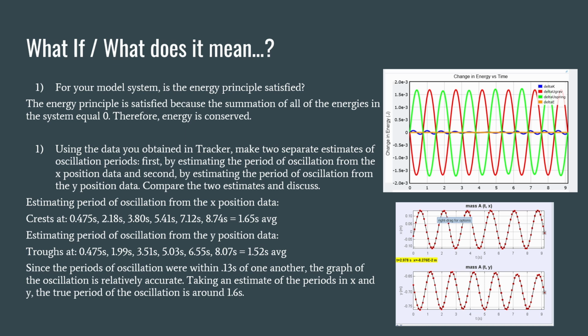Using data from Tracker, we made two separate estimates of oscillation periods, one from the X position data and one from the Y position data, and then we compare the two. One is 1.65 average, one is 1.52 average, and since the periods of oscillation were within 0.13 of one another, the graph of the oscillation is relatively accurate. Taking an estimate of the periods in x and y, the true period of oscillation is around 1.6 seconds.